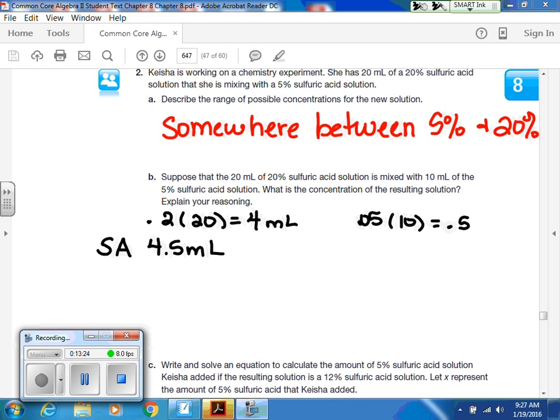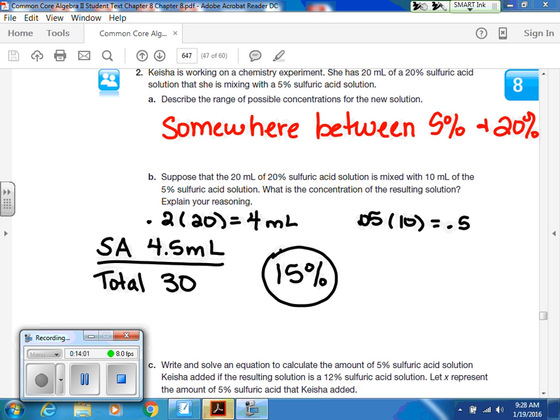Actually, I think we're answering the next question in this question, because this one's asking the concentration. So we're going to go with sulfuric acid out of the total, which is 30. The next one is when we're going to talk about that. So what percent is that, if we got 4.5 out of a 30 milliliter solution? Our new mixture is now 15%. That's our new mixture.